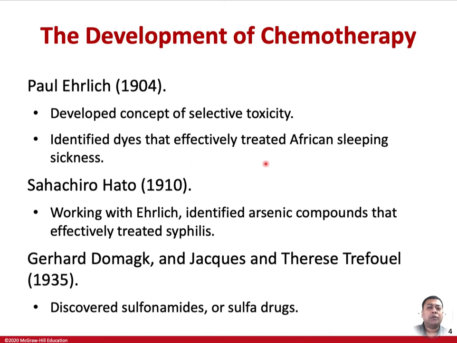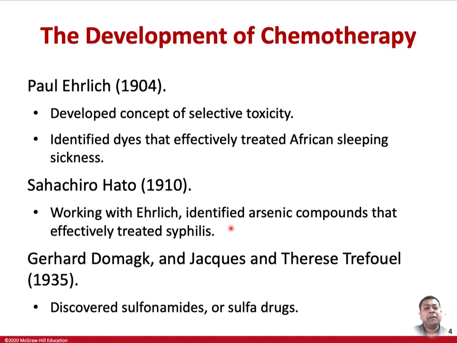Along with him, there was another scientist, a young Japanese scientist, Sahachiro Hata. He worked with Ehrlich and identified the arsenic compound that can effectively treat syphilis. If you read your chapter opener, there is a good write-up about syphilis, and many think that in the Americas, syphilis was not there. And when Columbus discovered America, syphilis came from the European continent to the New World.